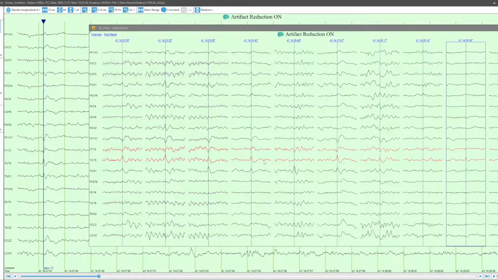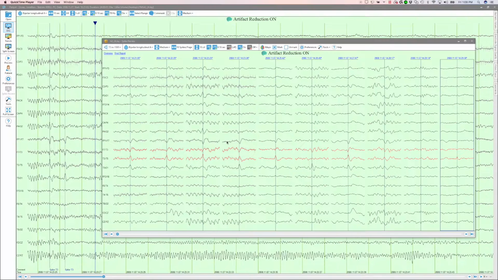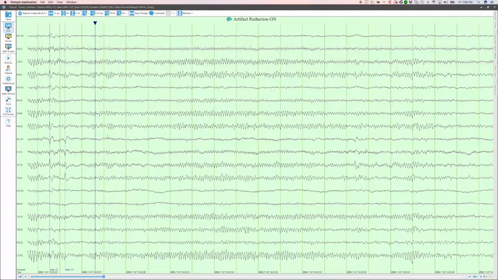This is a very quick way to review the large number of spike detections that you can get in a long record, and you can save a lot of time. You can see what the major features are very quickly. Another feature of Persyst 13 is the ability to do automated spike counting.